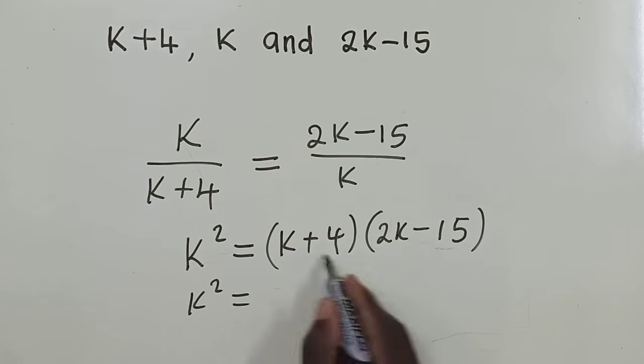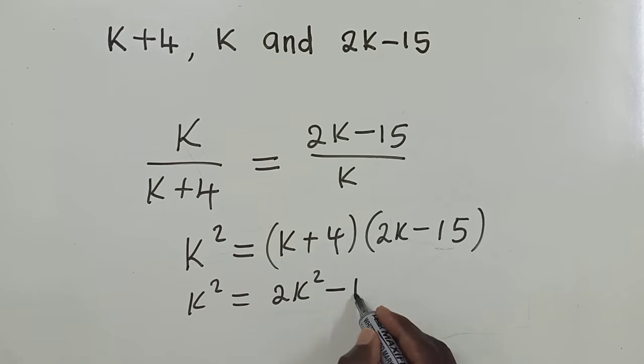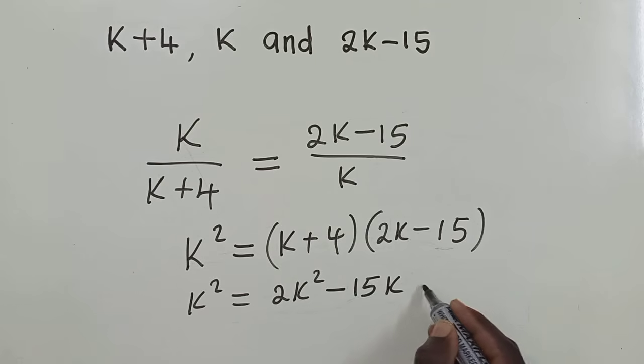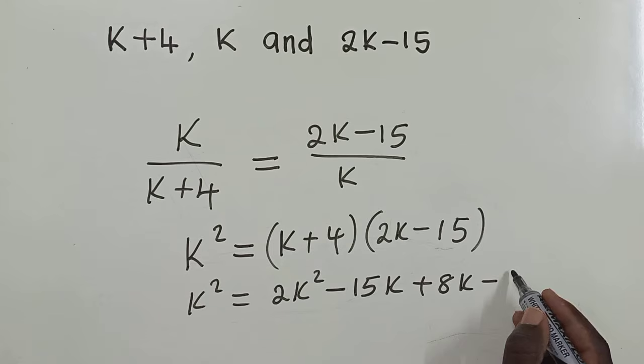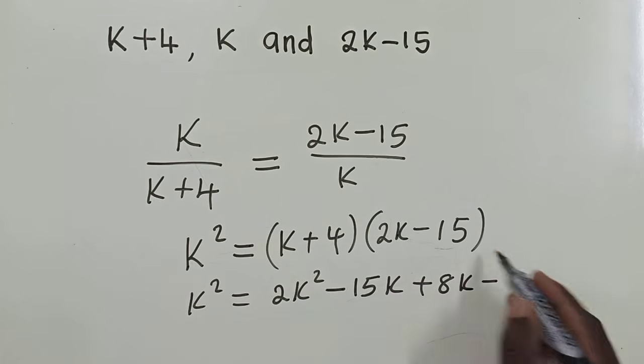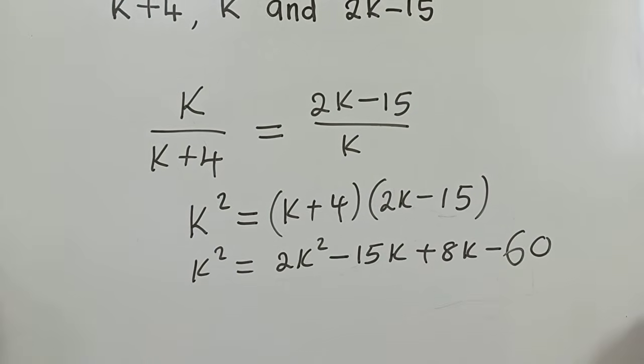So now we can work out things. This would be 2k squared minus 15k plus 8k minus k. This is equal to 60. Okay. So we have a quadratic equation.